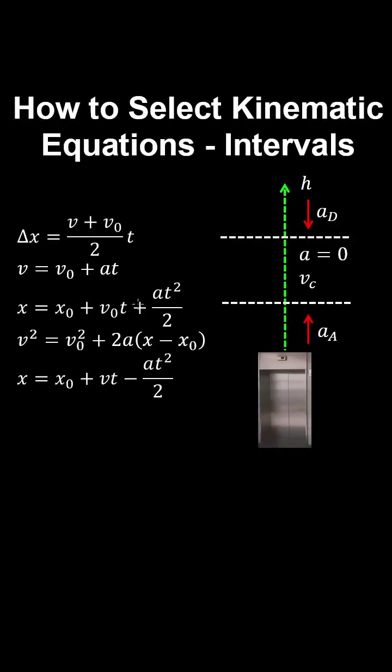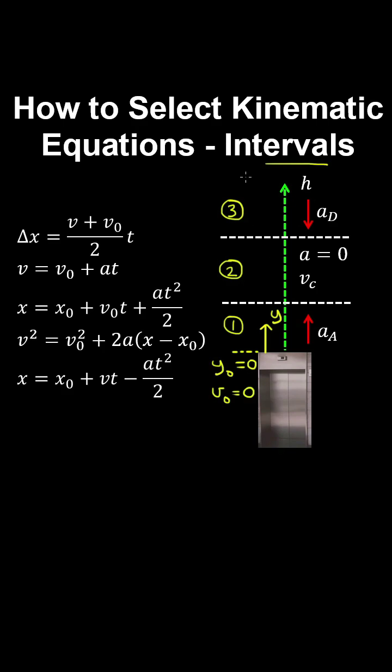To select which kinematic equation we should use in uniform acceleration problems, one factor is how many intervals of motion we have. So if we consider this elevator, it first accelerates, then it coasts at a constant speed, and then it decelerates and goes back to rest. And what we do is draw a coordinate system, so we have a direction and an initial position of the elevator. And where it starts from rest, we have an initial velocity of 0.